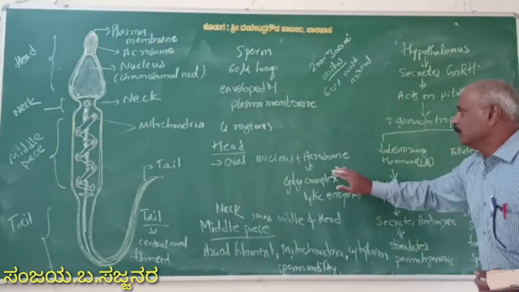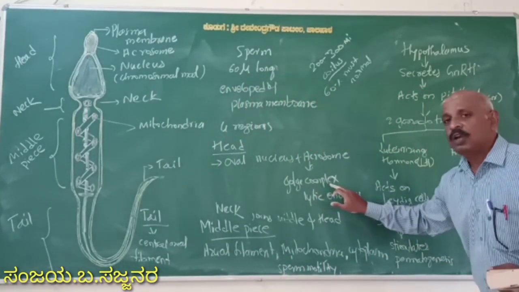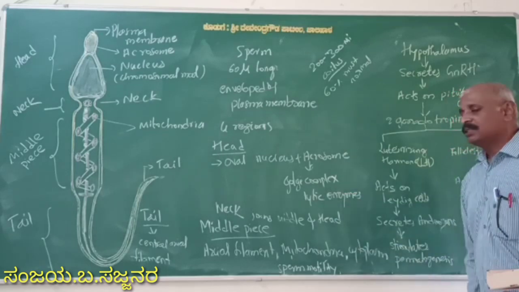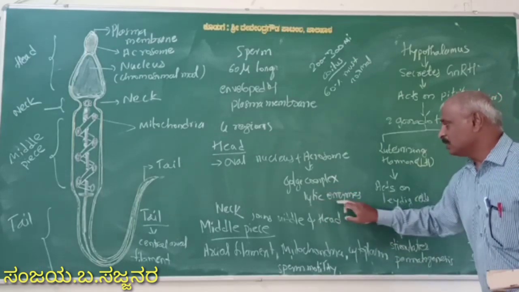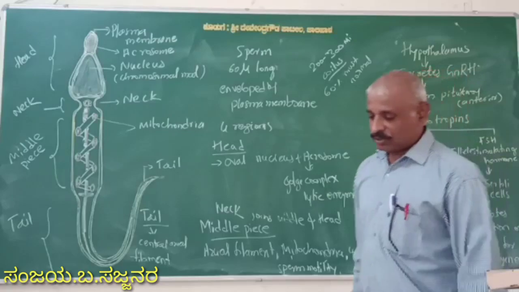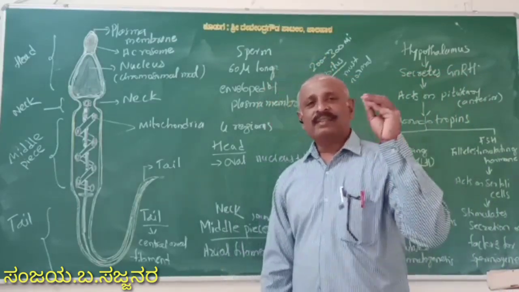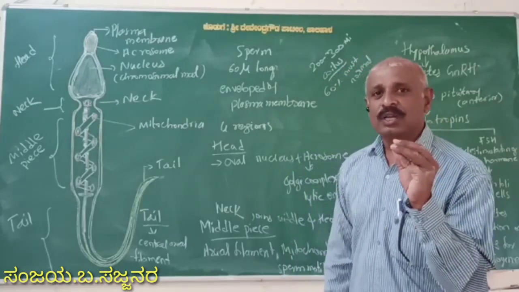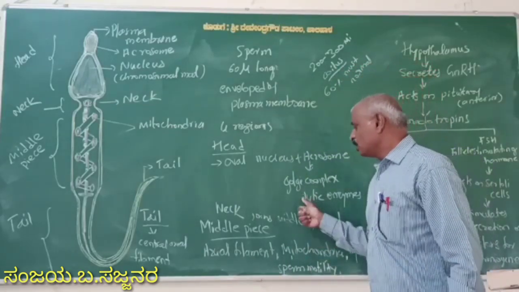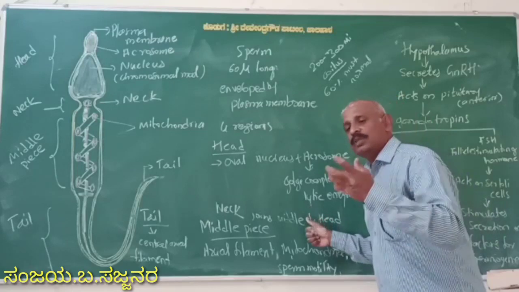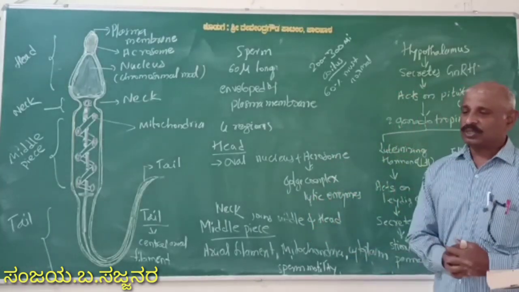Okay, this acrosome contains the Golgi complex. So in that there is a presence of lytic enzymes. This acrosome plays a very important role at the time of penetration into the ovum. It gives the concentration for the lytic enzymes.